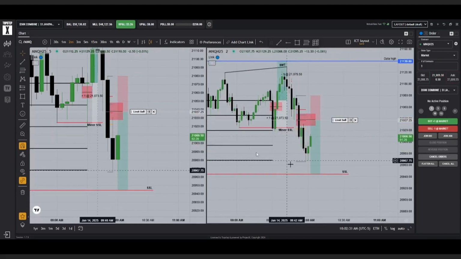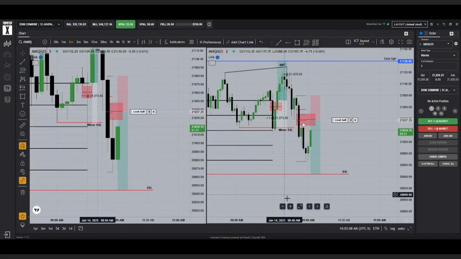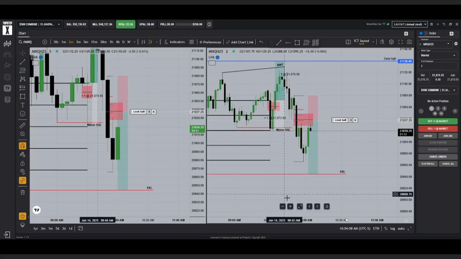So price has now filled this opening gap for the regular trading hours and is now about to take this high and go into this SIBI. So let's see how it plays out. So we tap a little bit in the SIBI, already see some rejection. Let's see this candle fully play out.